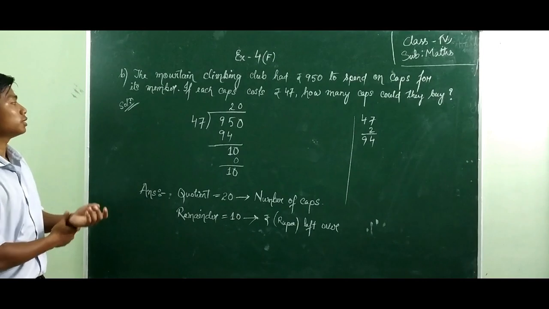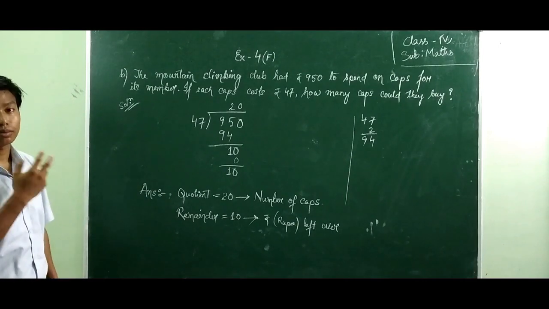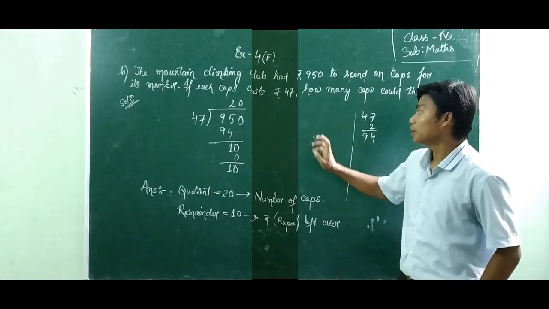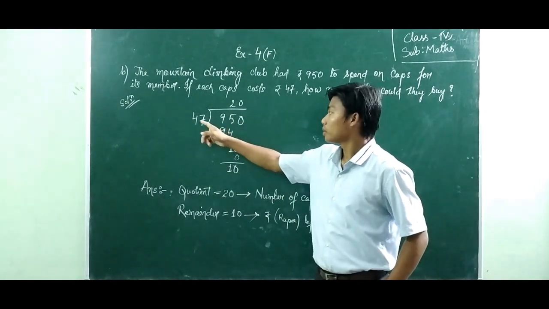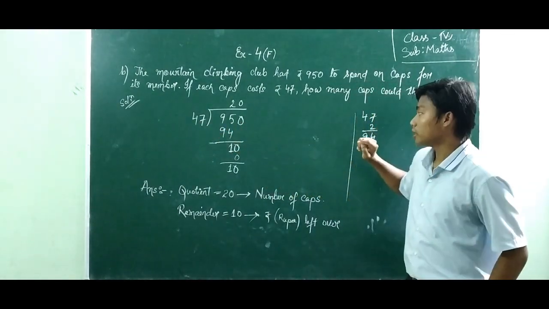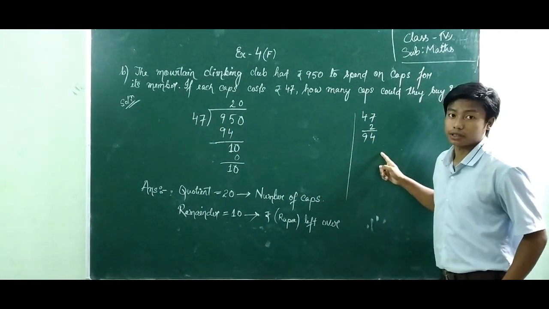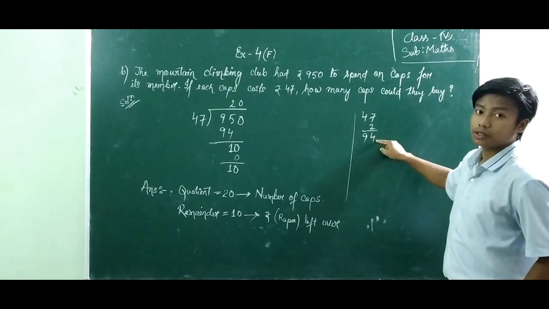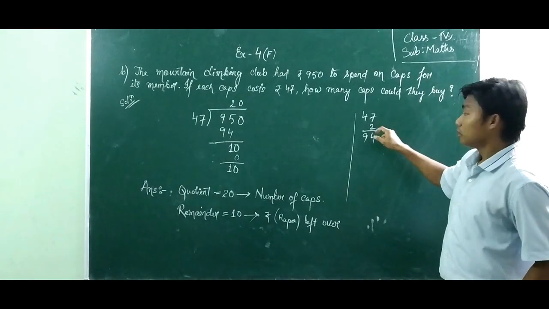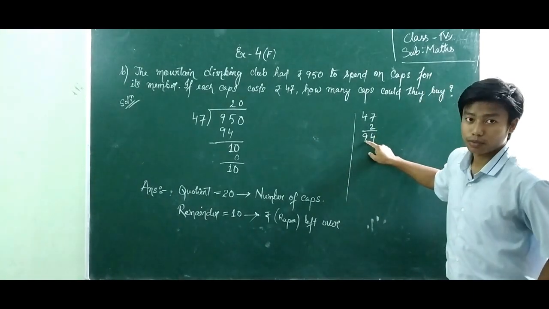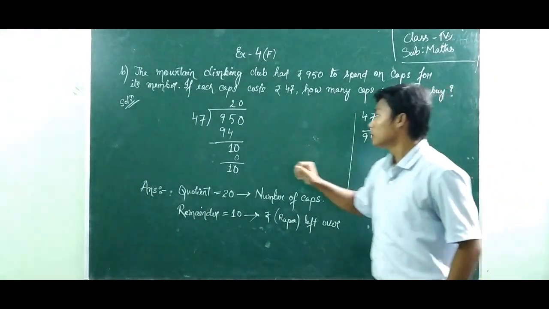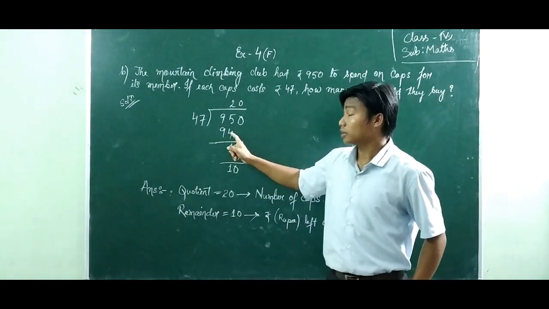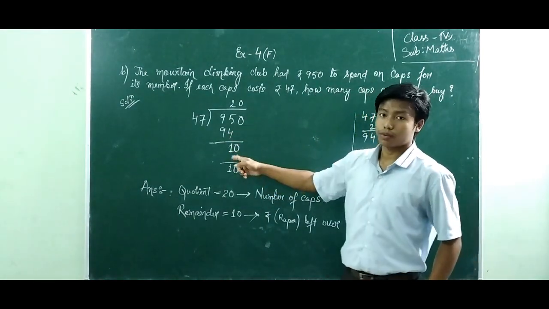So let's start. That is also like question number A, that is divide. So we have to divide 95 by 47. Let's go to multiplication. 47 into 2 is 94. 7 into 2 is 14, carry 1 in your hand. 2 into 4 is 8, plus 1 is 9, so 94. If we subtract 94 from 95, we get 1.